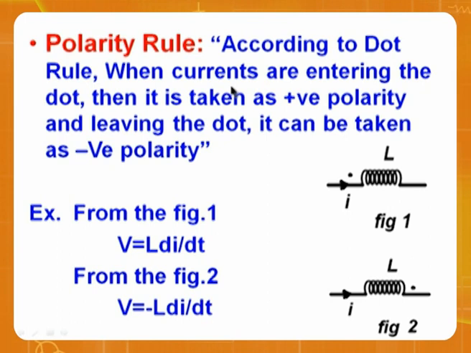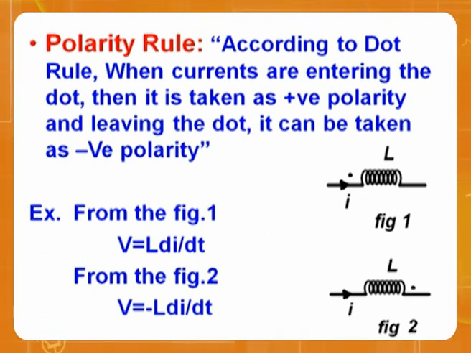Then the polarity rule. According to the dot rule, when current is entering the dot, it is taken as positive polarity. And if the current is leaving the dot, it is taken as negative polarity. I am giving you an example here. Look here. Current is entering the dot, so we should take positive. So what is the voltage across this inductor? L di by dt. That everybody knows. Right from the beginning of my lectures I have been telling that.